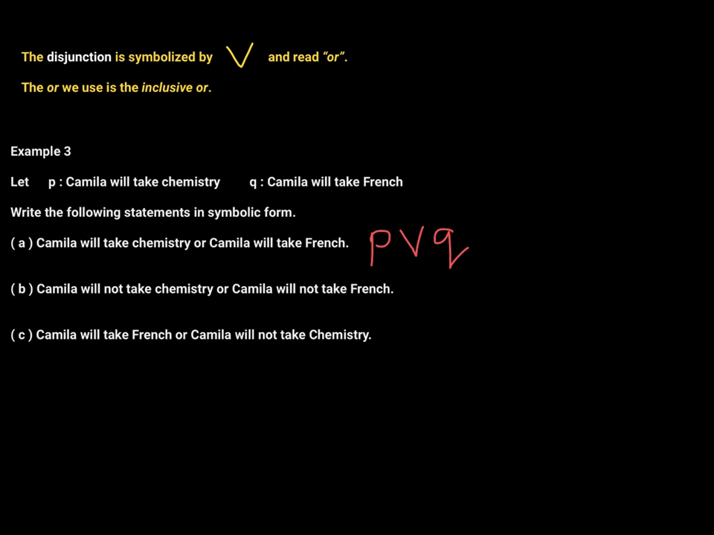Next, Camila will not take chemistry. That means not P. Or Camila will not take French, not Q. So not P or not Q. Finally, Camila will take French. That's Q. Or Camila will not take chemistry. So that's Q or not P.